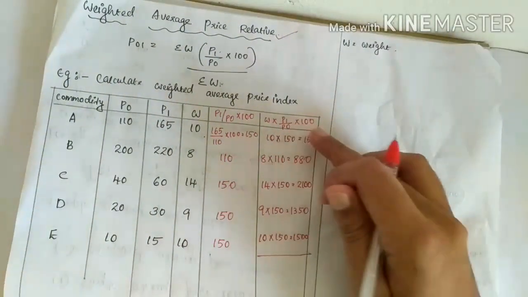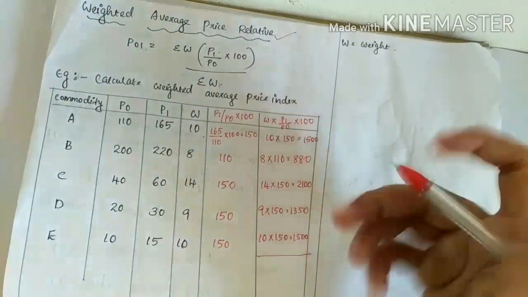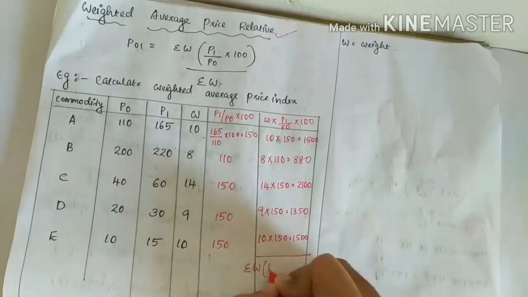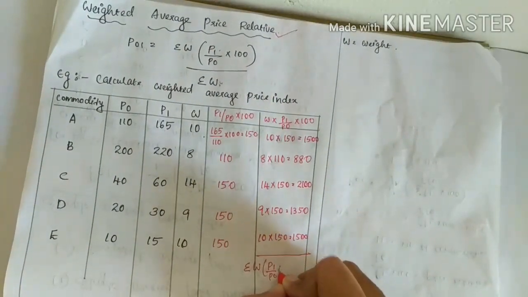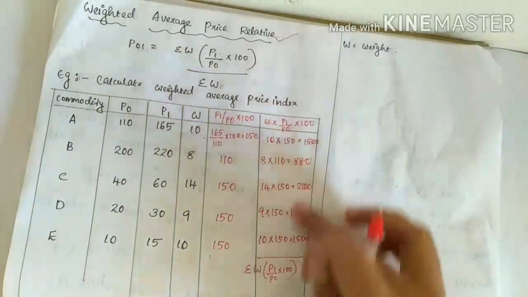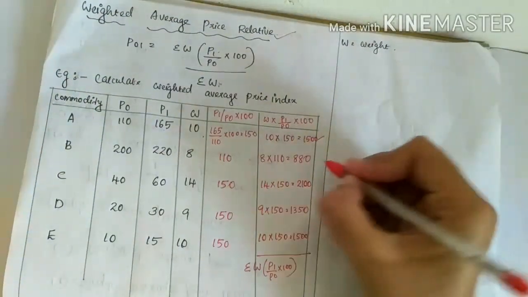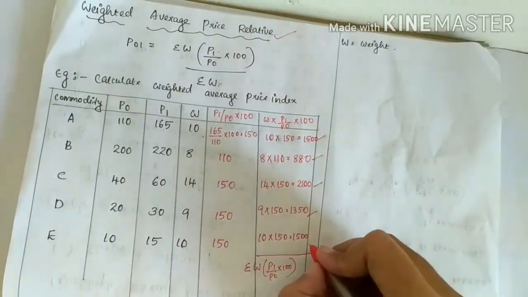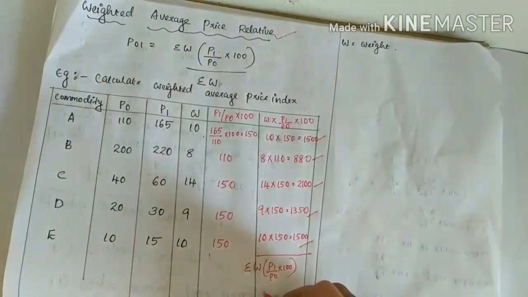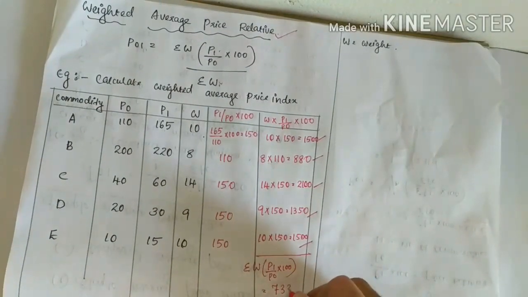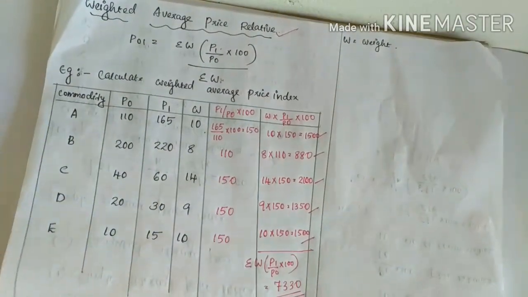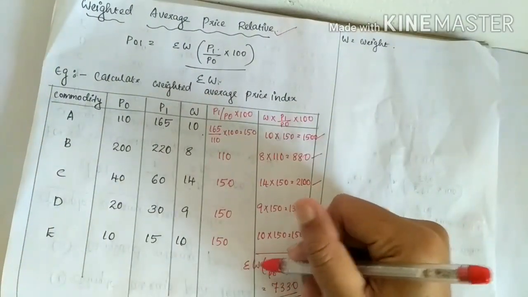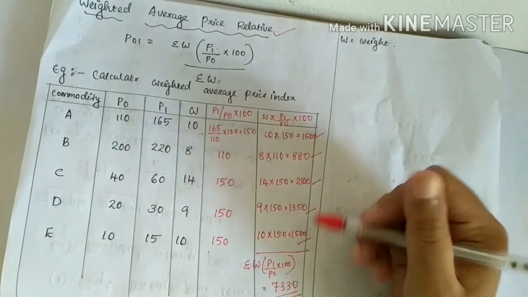After finding the weight into P1 divided by P0 into 100, you have to calculate sigma weight into P1 divided by P0 into 100. That is the total of this column. 1500 plus 880 plus 2100 plus 1350 plus 1500. The answer is 7330. The 7330 is the answer for sigma weight into P1 divided by P0 into 100.